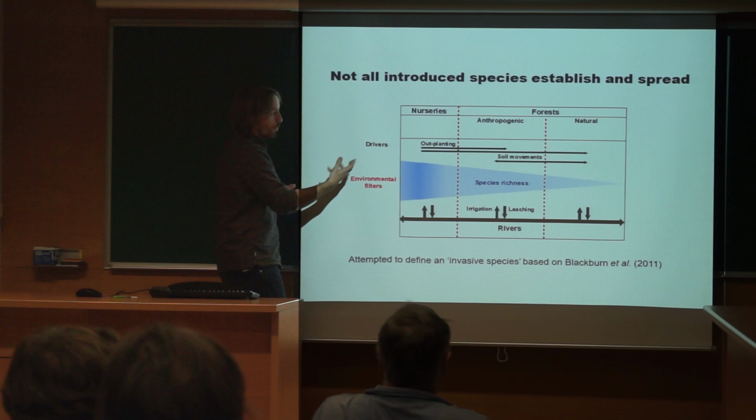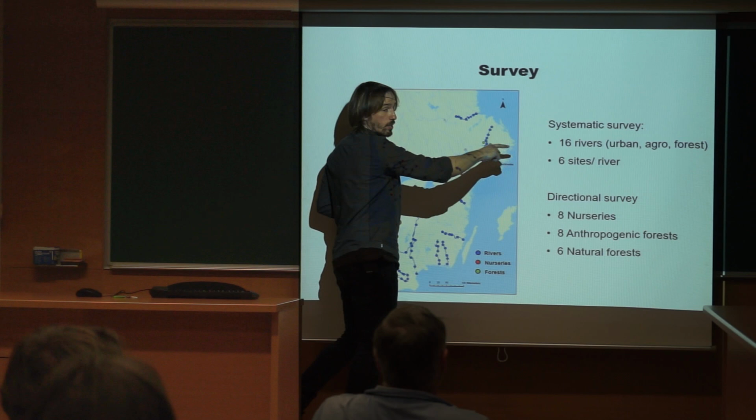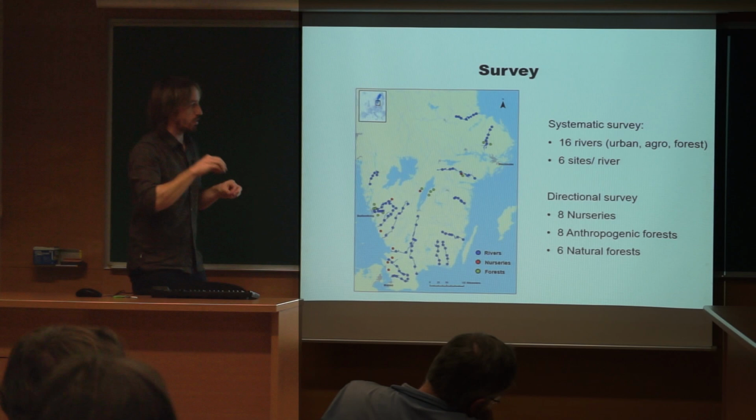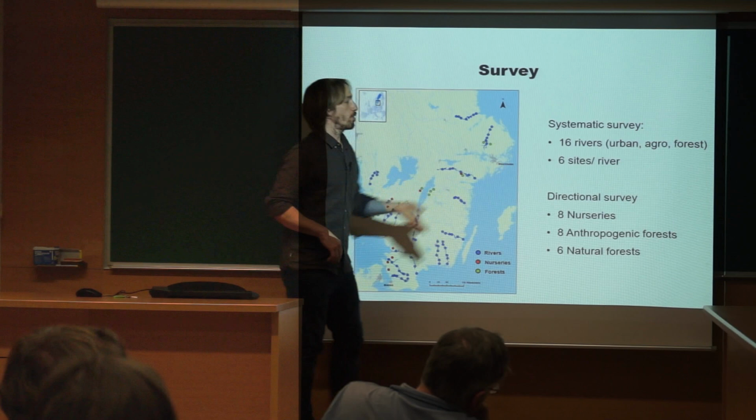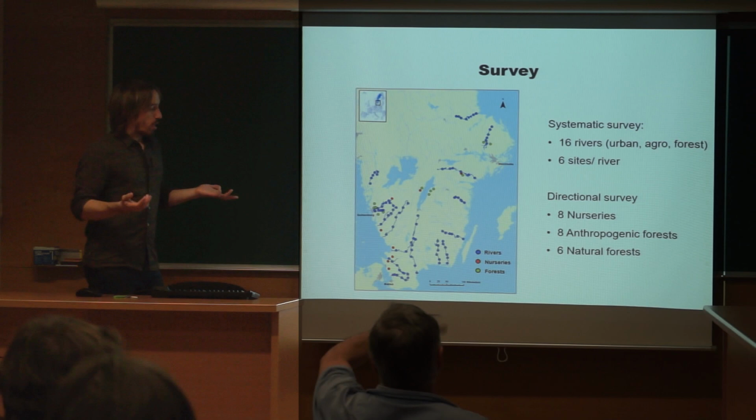And we did a survey based on this framework, on these stages. We went to the rivers, which I explained before is a good way to find Phytophthora, and we measured in river sites that were in an urban area, in an agricultural area, or in a forest area. And then we also did a very directional survey in which we went to nurseries, to anthropogenic forests, and to natural forests, to look for Phytophthora there. Okay, fine, so we hope to see some patterns.